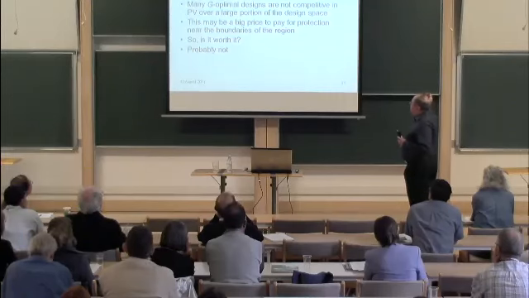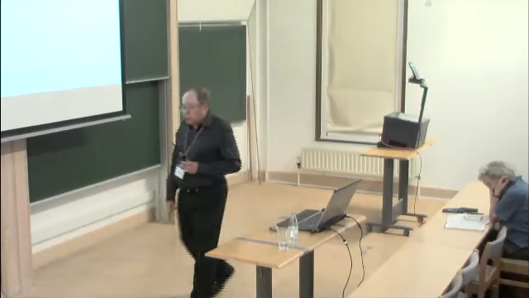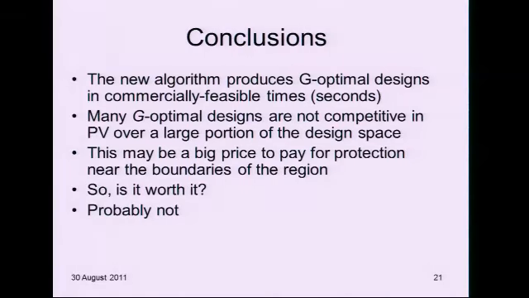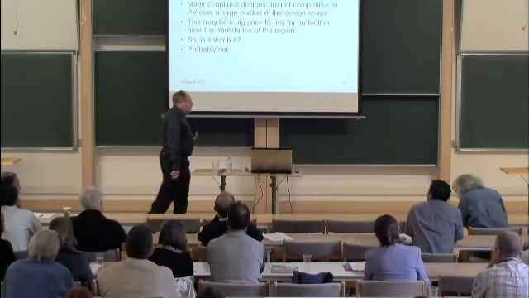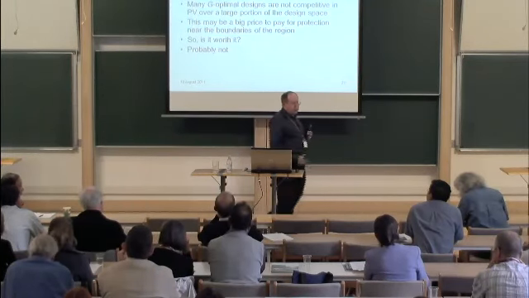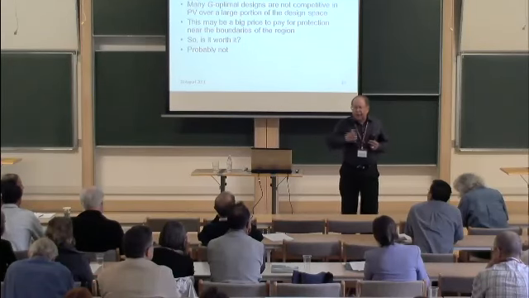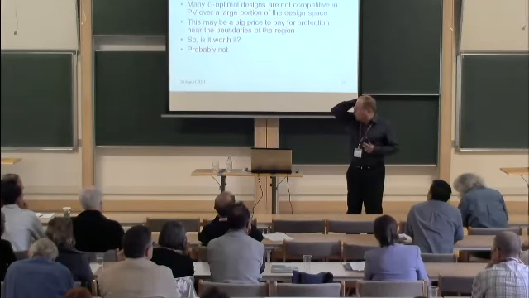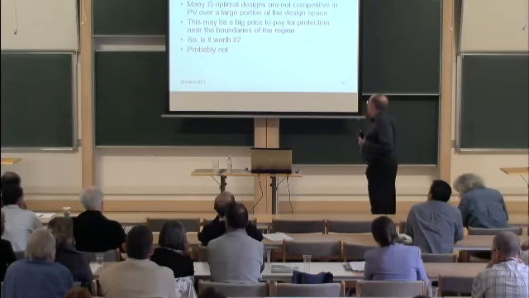Well, basically, the G-optimal designs, in my view, don't turn out to be terribly competitive with respect to prediction variance over a big portion of the design space. And that's kind of a big price to pay for getting protection against the worst case, which may typically be at the boundary of the region. And when you put down a central composite design or second order response surface design anyway, you generally tend to center it at the point where you think you're most likely going to make predictions. You hope you're not making them out at the edge.